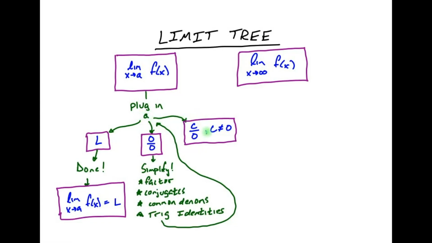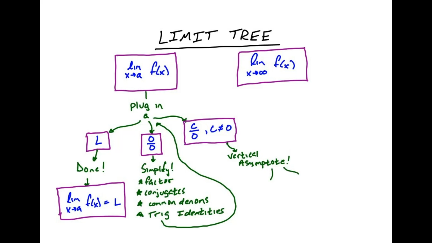But if at any time you plug in a and you end up with c over 0, where c doesn't equal 0, so 5 over 0, negative 2 over 0, any number over 0, this is not going to be a simplifiable situation. We've seen this before. We know when you divide by 0 and it can't be simplified out, you're going to have a vertical asymptote in your function. And this is nice because there's not a lot of options that could happen. When you have a vertical asymptote, your function has to go up that asymptote or down that asymptote. Those are only two options.